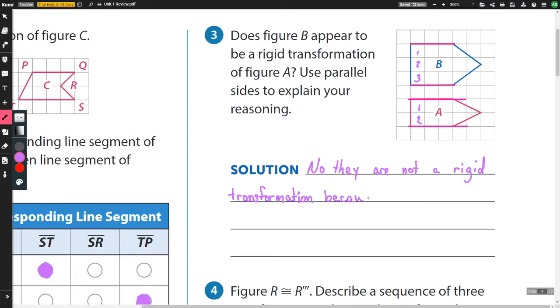Because the parallel sides of figure A are 2 units apart, while figure B's are 3 units apart.